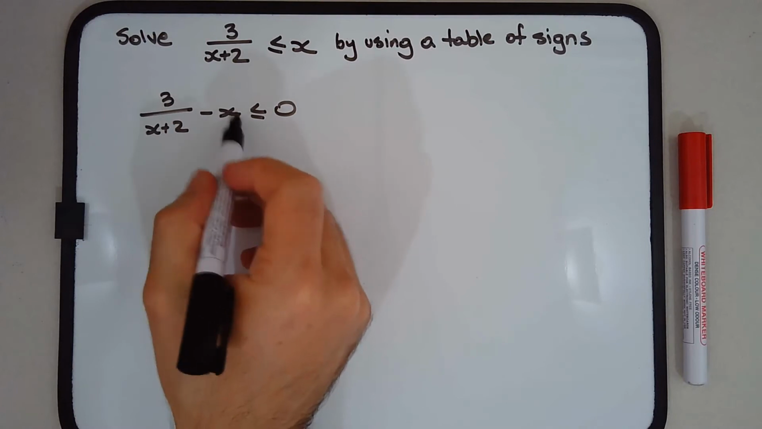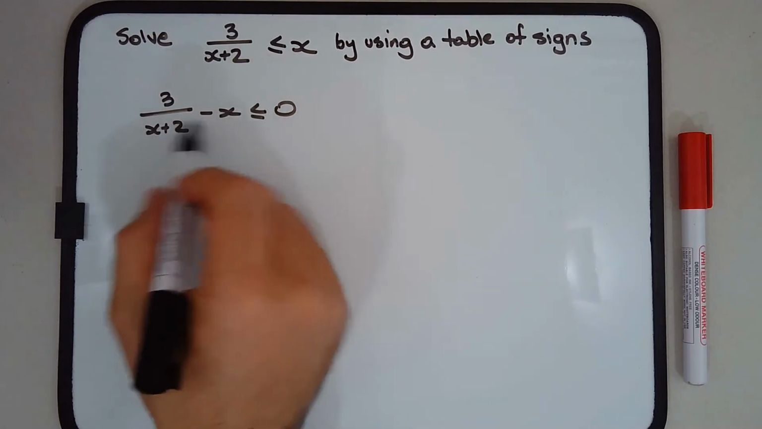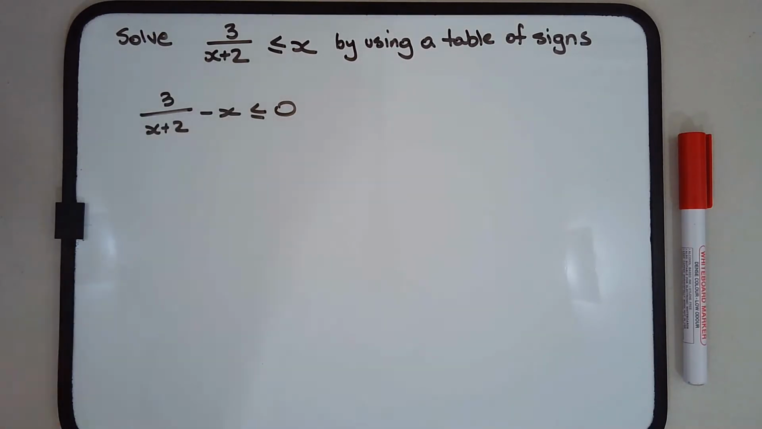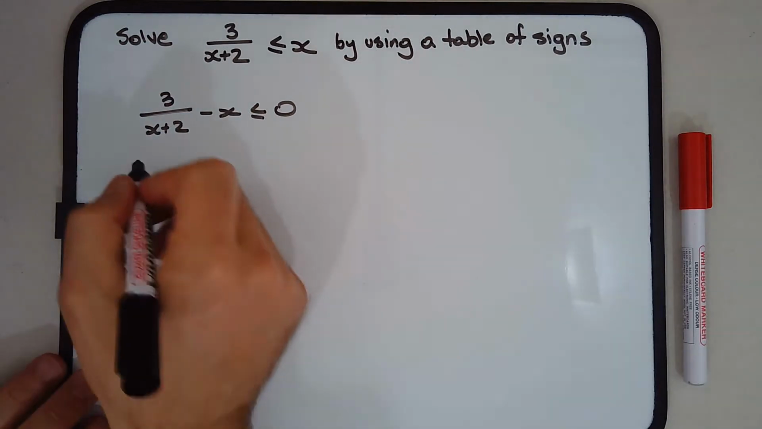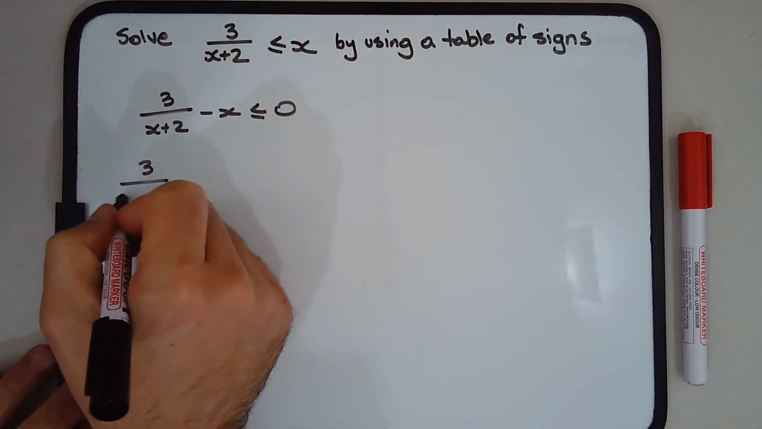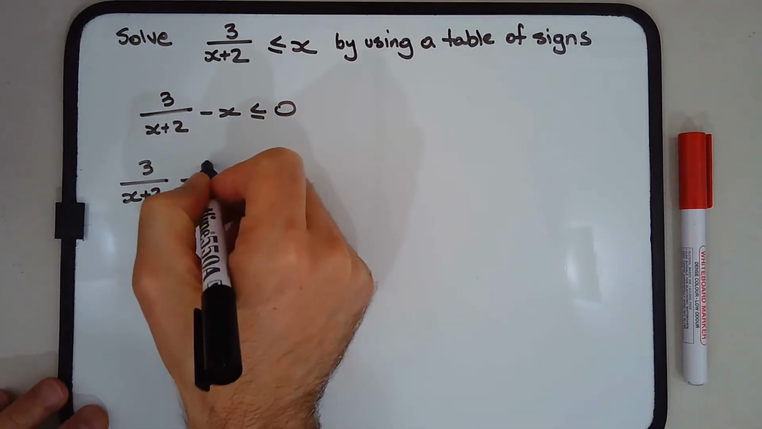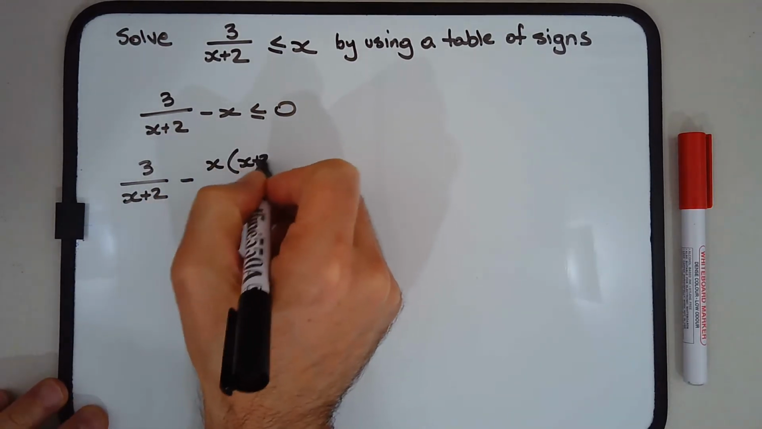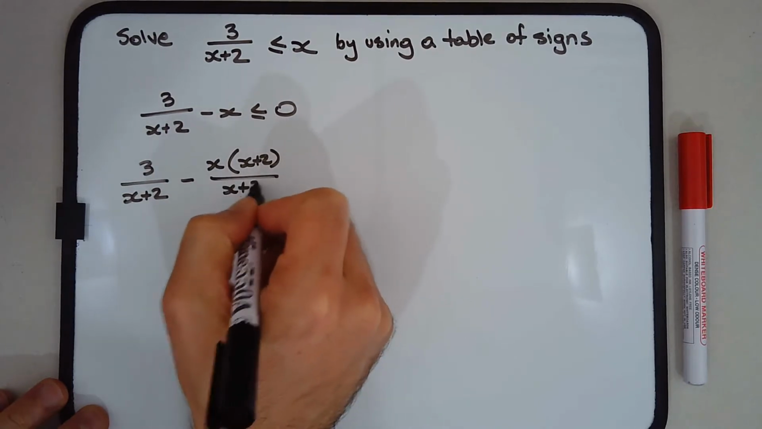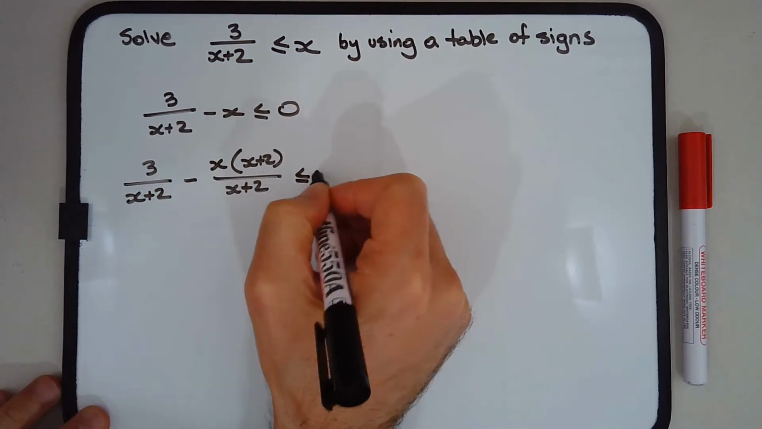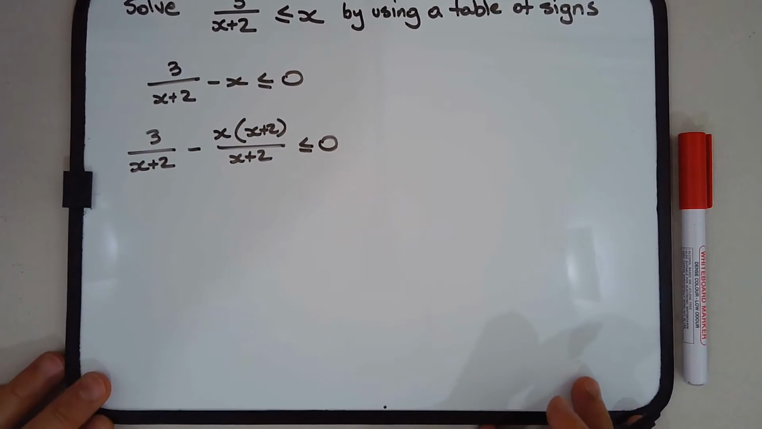The next thing we're going to do is to combine the x and the fraction 3 over x plus 2 into a single fraction. But in order to do that, we need a common denominator. So the common denominator is going to be x plus 2. So let's do that. And I'm going to multiply the x by x plus 2 over x plus 2. And of course, that's less than or equal to 0.